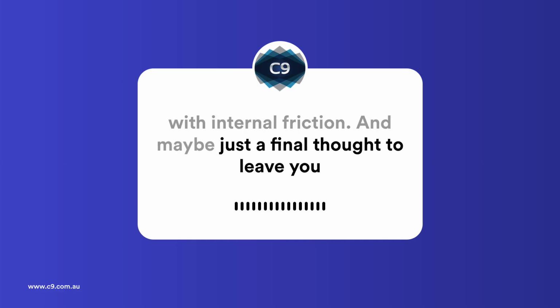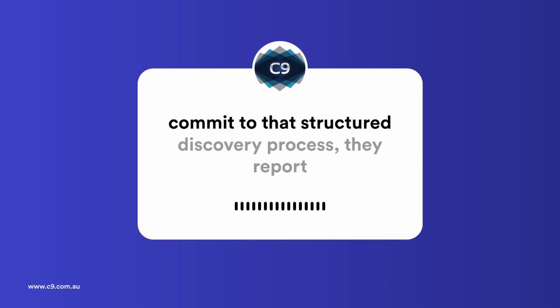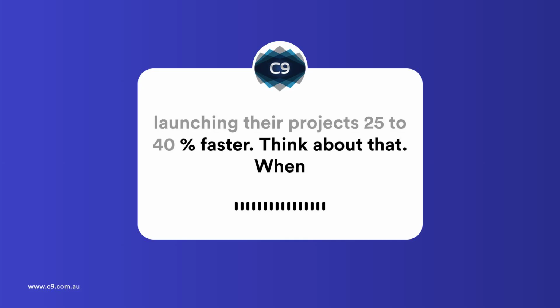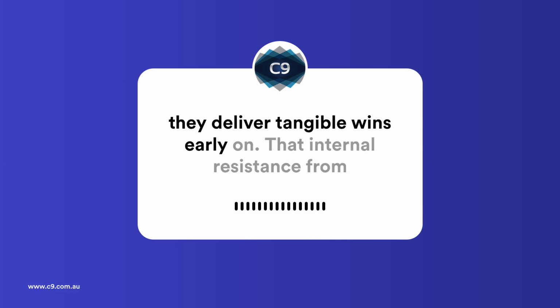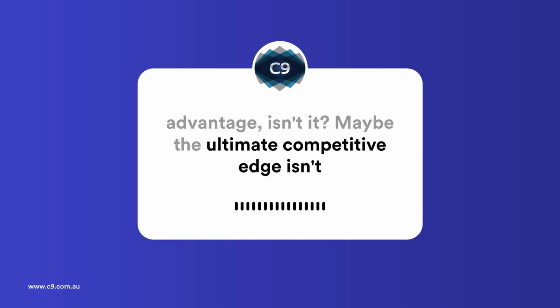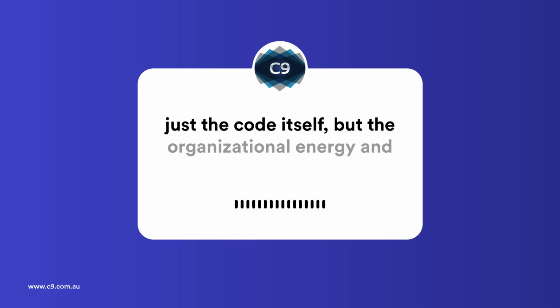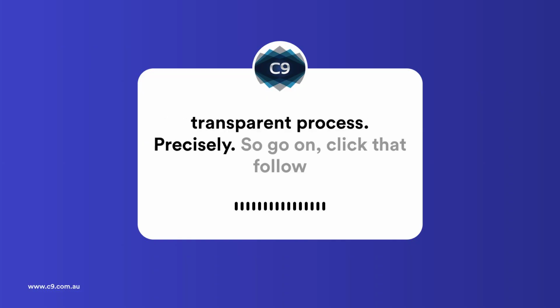And maybe just a final thought to leave you with. Our sources consistently show that executives who really commit to that structured discovery process report launching their projects 25 to 40% faster. Think about that. When projects are transparent, when they're clearly defined, and when they deliver tangible wins early on, that internal resistance from teams often just melts away. That momentum, that's the hidden advantage, isn't it? Maybe the ultimate competitive edge isn't just the code itself, but the organizational energy and alignment you build through trustworthy collaboration and a transparent process.